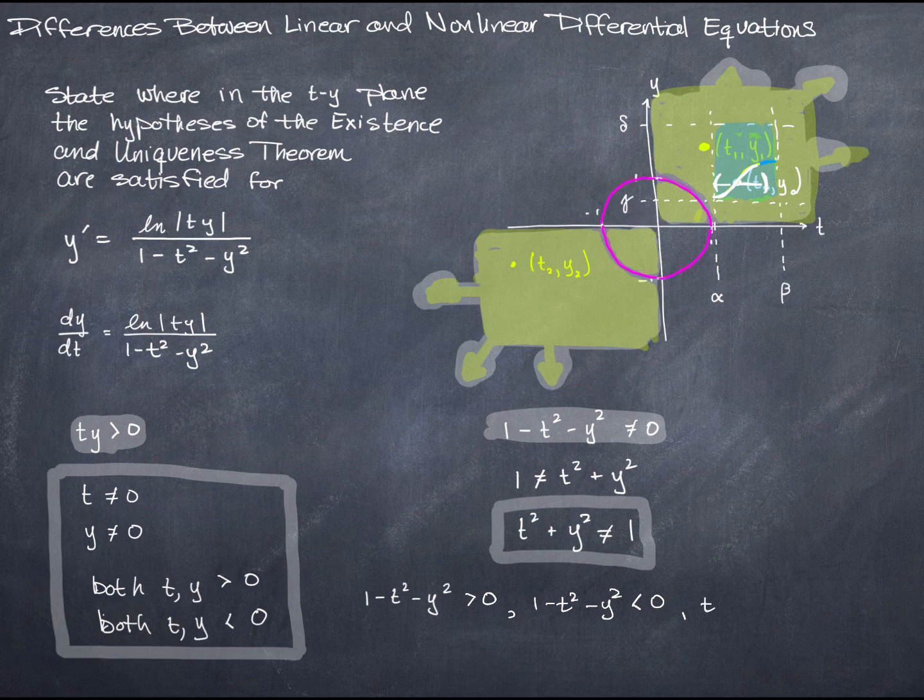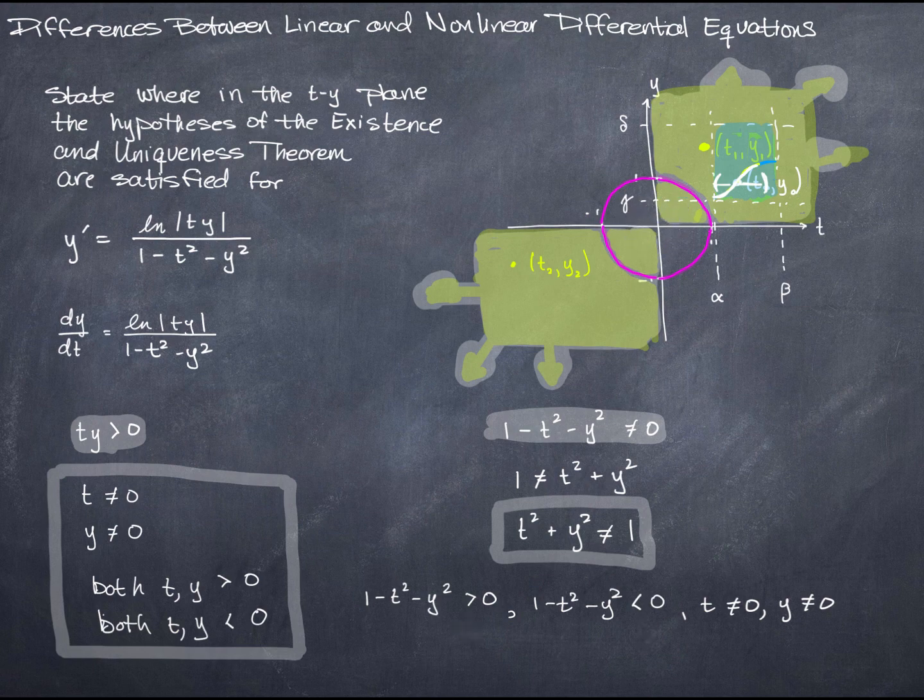And t cannot equal 0 and y cannot equal 0. This isn't the only way to write this, but this expresses the idea here. 1 minus t squared minus y squared is greater than 0 outside the unit circle. 1 minus t squared minus y squared is less than 0 inside the unit circle.